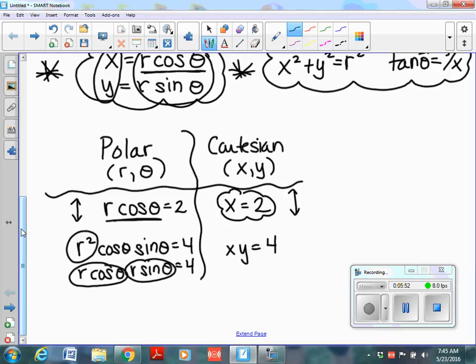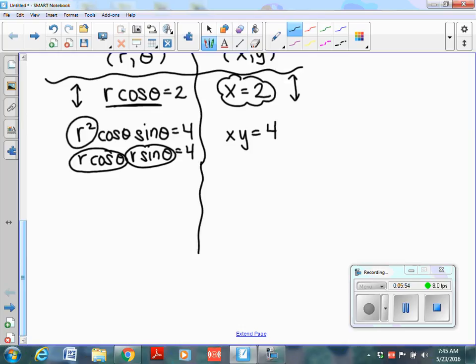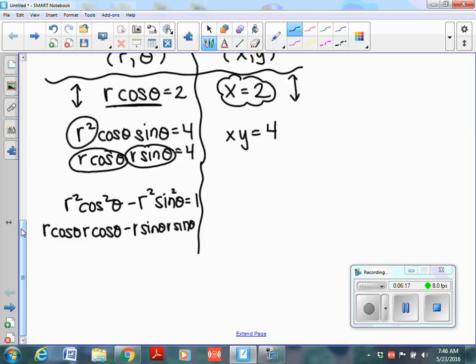Okay, another one. We'll do a couple more. r squared cosine squared theta minus r squared sine squared theta equals 1. Again, I can break this up. This is really r cosine of theta, r cosine of theta, minus r sine of theta, r sine of theta equals 1. So basically, what does this look like in Cartesian? You really have x squared minus y squared equals 1.